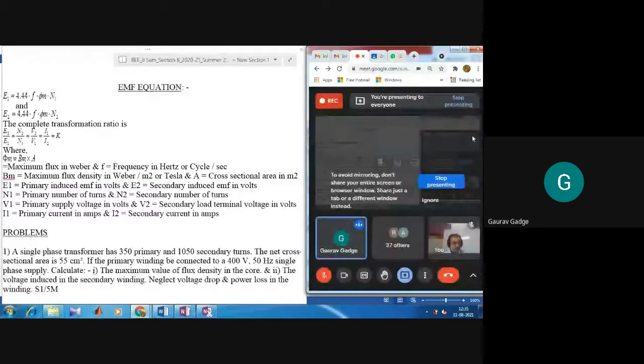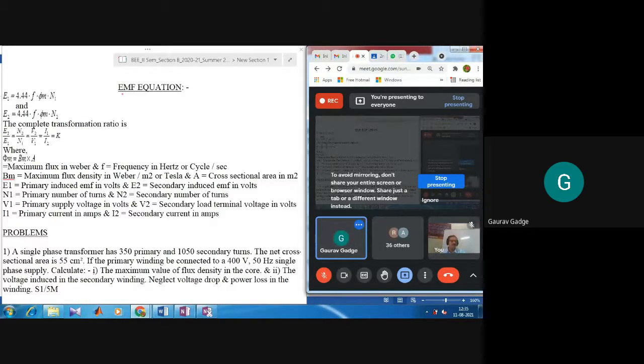And question number 4, where we just started with the introduction, that is the behavior of transformer under no load condition. Means how the transformer and transformer parameters behave when there is no load. I will keep that portion for later, and start today's lecture with the numericals related to this EMF equation.